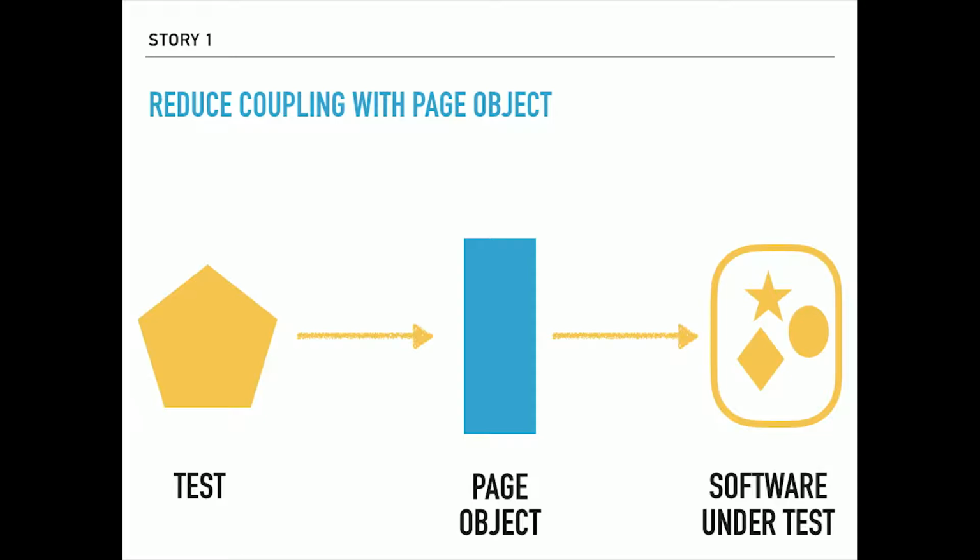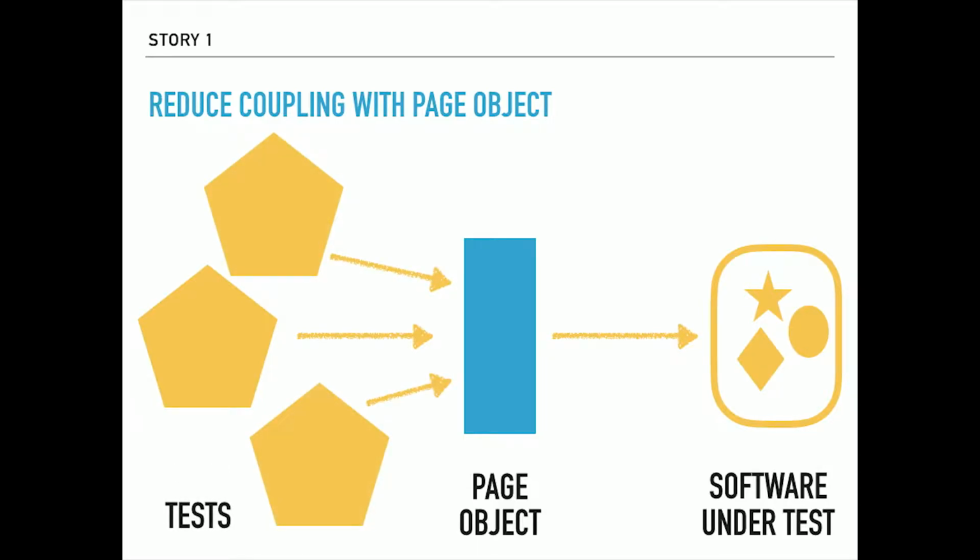The reason for this is, in reality, if it were just a single test talking to the page object, there'd be no point doing this. But the reality is we have multiple tests, and they're all going to interact with the same bit of the software under test. So they'll all be talking via the same page object, and that means we're isolating changes to one place. So when something changes, we just have to update it in the page object.